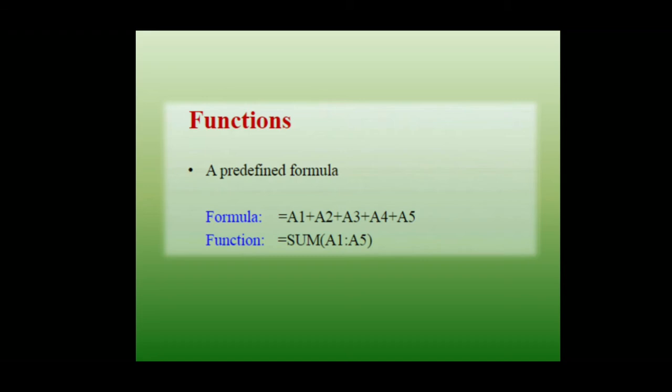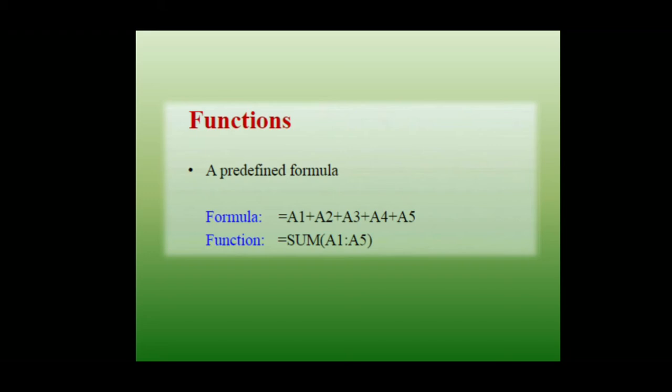Now let's come to the next term, functions. Functions are predefined formulas which are already made in Excel, and you can directly use them by writing their name. If I make my formula myself, I'll write A1 plus A2 plus A3 plus A4 plus A5 when I want to add 5 values in the given cells. But if I want to use an inbuilt function, I simply write SUM, the name of the function, then bracket A1 colon A5. A1 is the first cell from where I want to start the addition, and A5 is the last cell till where I want to add.